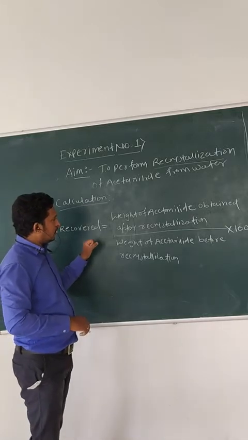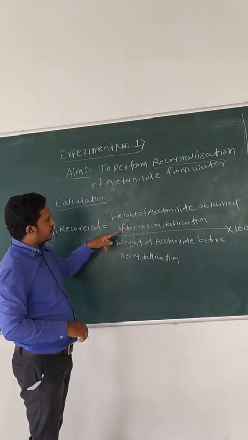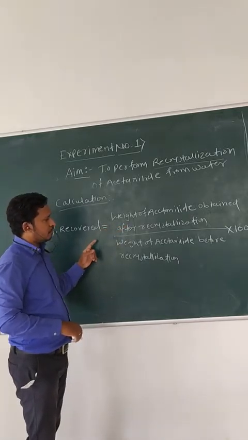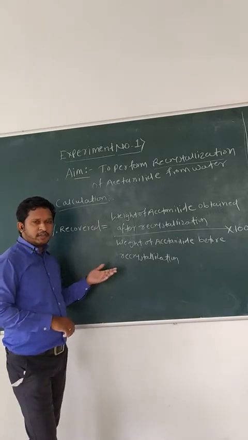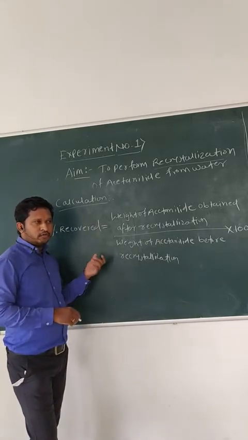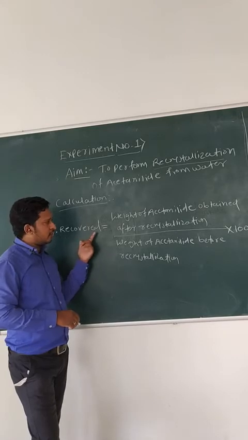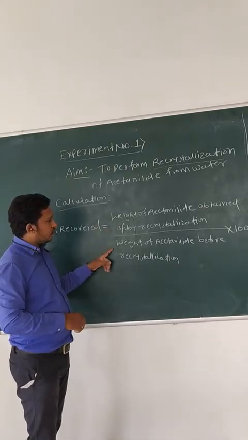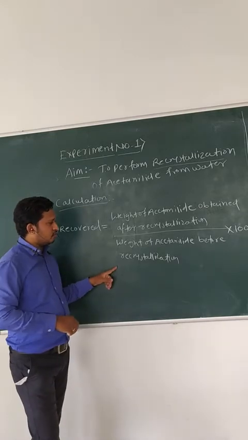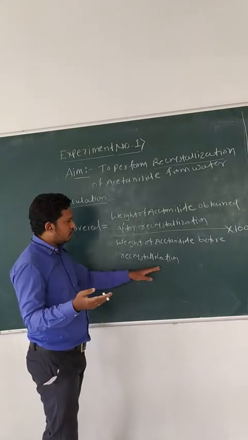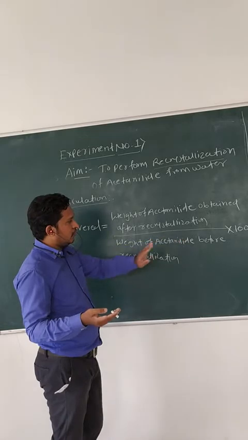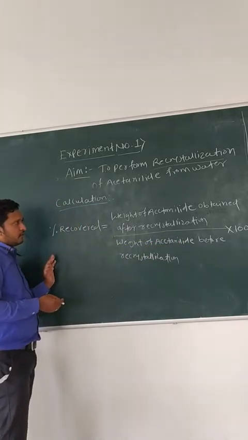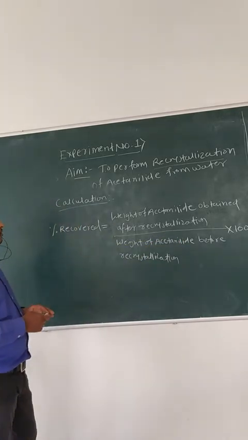Look at the formula. The weight of the acetanilide obtained after the recrystallization, after the purification, you have to take the weight. That weight will be put into this formula, upon the weight of acetanilide before recrystallization. Before recrystallization the weight is 4 gram, and into 100, so you get the percent recovery. So it is the recrystallization of acetanilide.